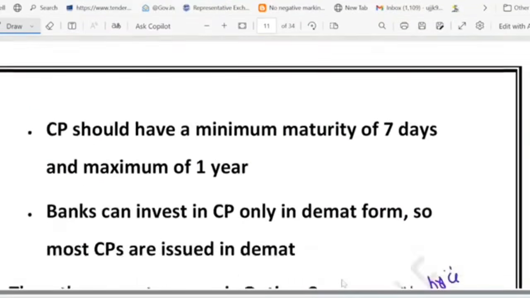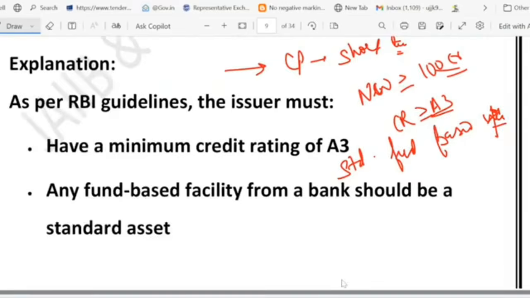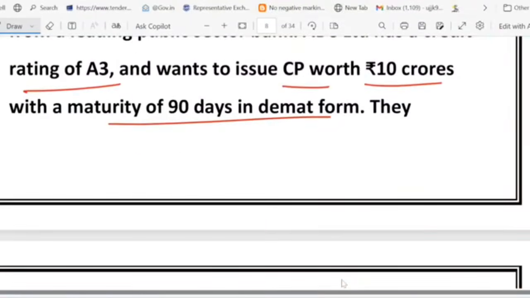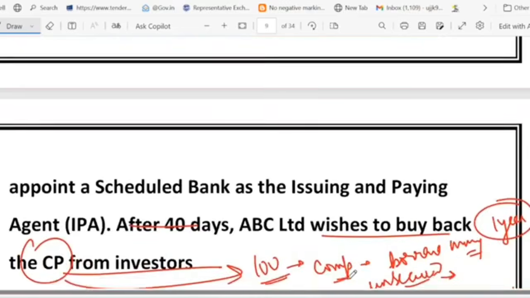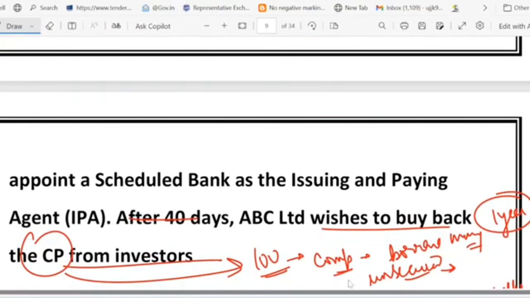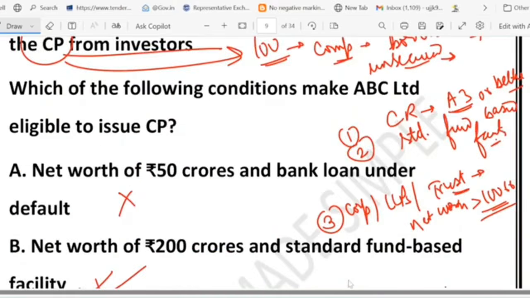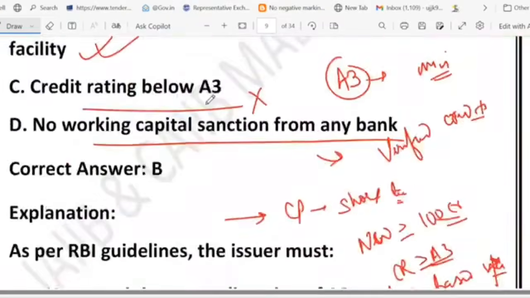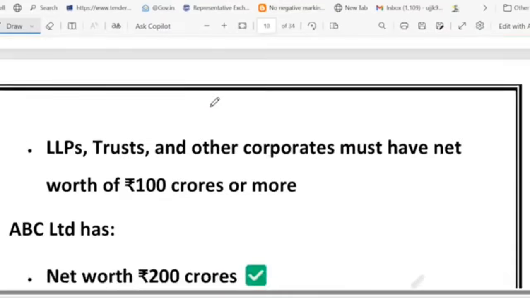As you can see in this particular question, let me show you that CP was issued for 90 days. As you can see, maturity is 90 days. And ABC Limited wants to buy back the CP from the investor on day 40. Since 40 is larger than 30, the buyback is valid. Because I told you, minimum 30 days, right? It must be done after 30 days from the issue date. And yes, it is being done after 40 days, so obviously it is valid. Before 30 days, it is not valid.